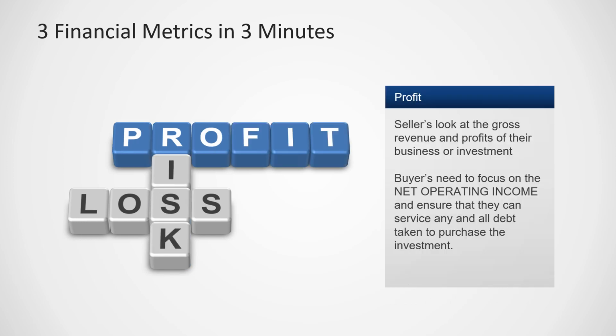Profit. Once again, sellers look at gross revenue and profits of their business or investment, and they'll oftentimes assign a gross rent multiplier. So they'll take a certain rent and then they'll multiply it by, say, 10. That'll be their 10x, so to speak, when they sell the property. The buyer has to focus on the net operating income because it doesn't matter what the GRM, the gross rent multiplier, or what the asking price is. You've got to be able to ensure that you can service any debt that you put on that property or that business after all the expenses are paid. So that's the risk to the buyer.